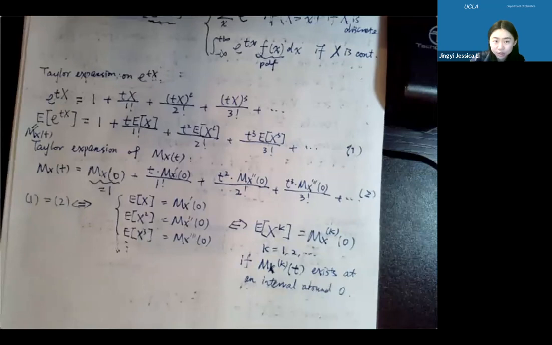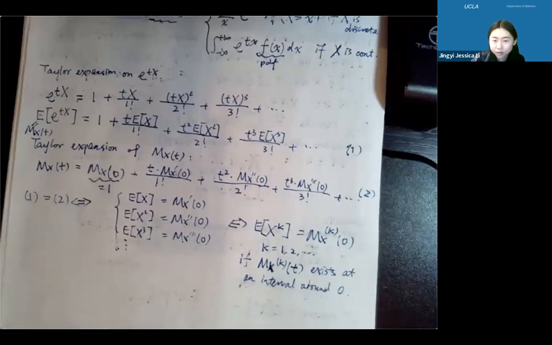Okay, so any questions about the definition of the moment generating function? You can think about it as a very concise way of summarizing all the moments of the random variable. Once we have the MGF, as long as it's smooth enough around 0, we can obtain the moments of the random variable in a very straightforward way, just by taking the derivatives.